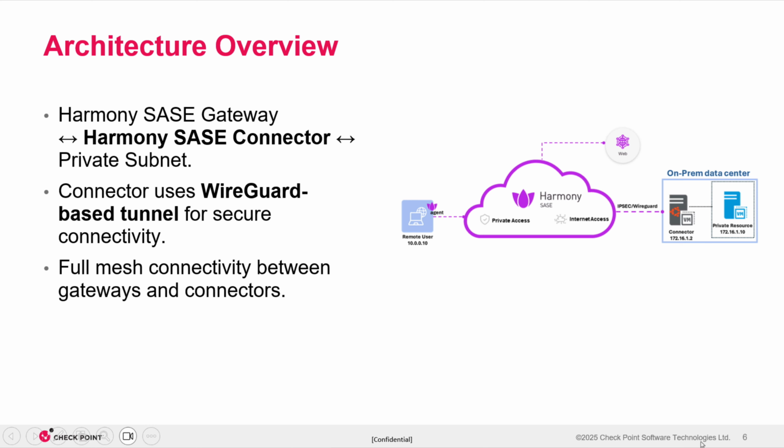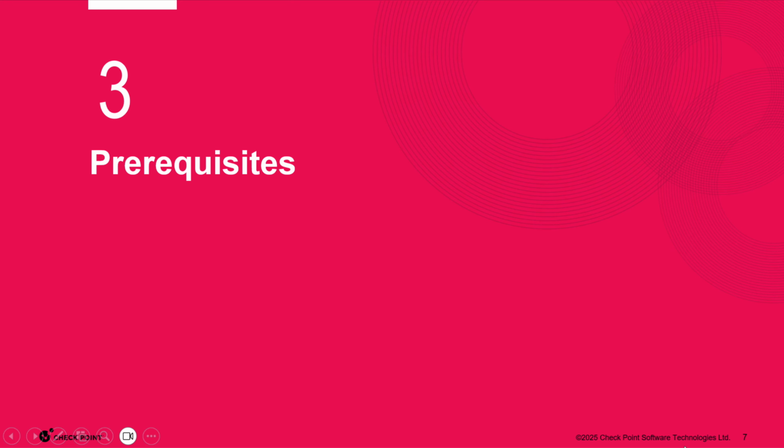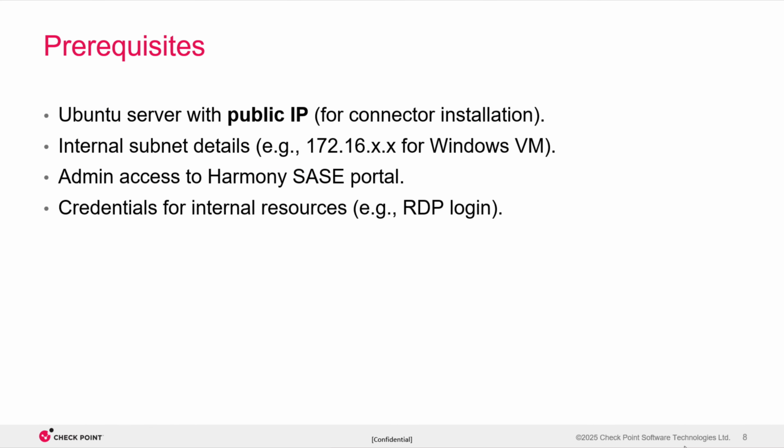Let's look at the prerequisites. We should make sure that an Ubuntu server with a public IP address is available to host the connector. We have it in our lab setup. Details of your internal subnet and the applications you want to publish should be available, and they shouldn't be conflicting. You also need administrative access to the Harmony SASE portal, and of course, your Harmony SASE network and user groups already defined.